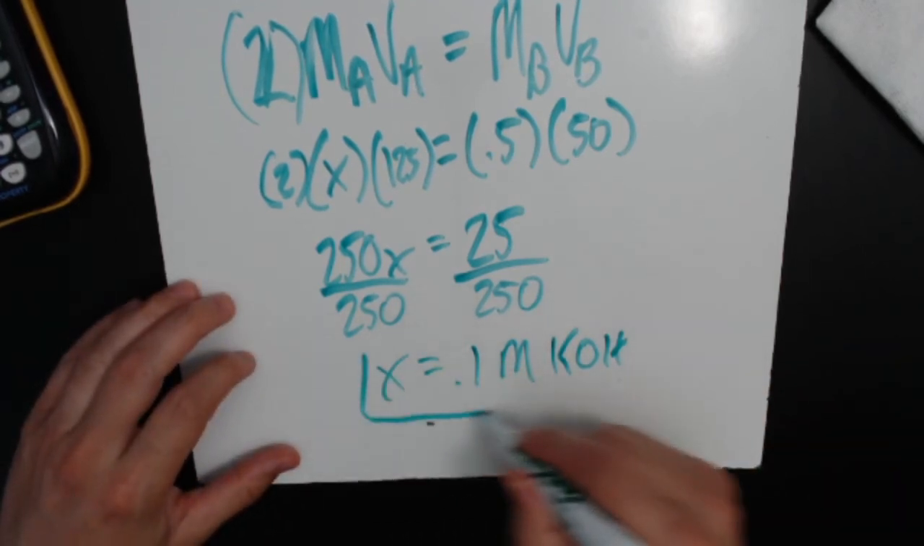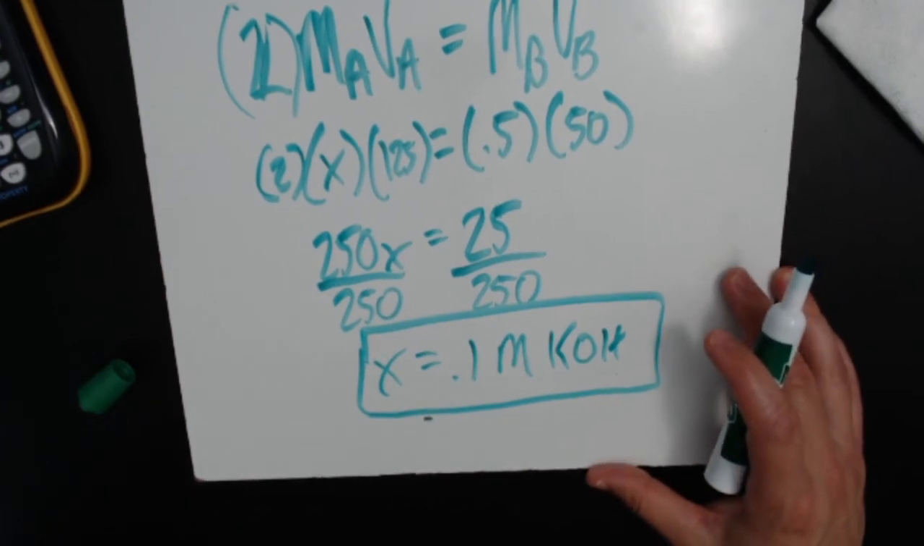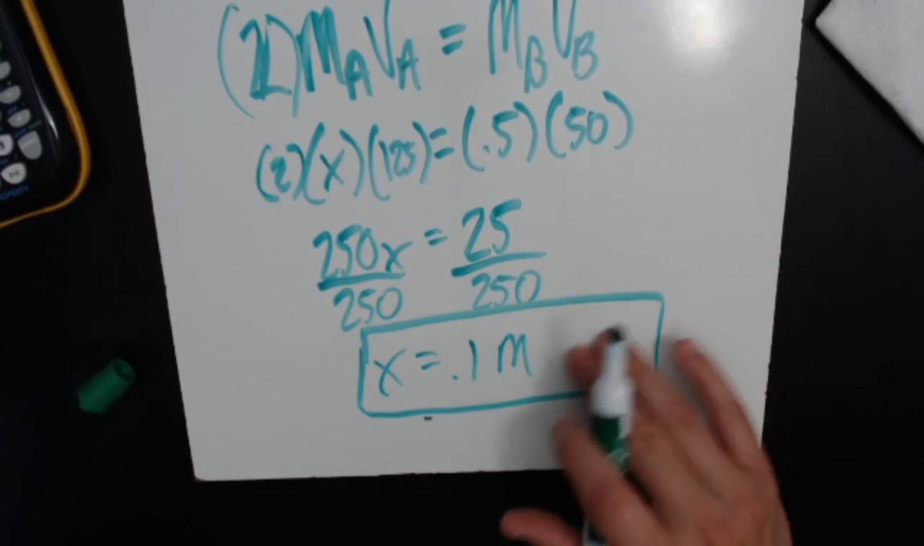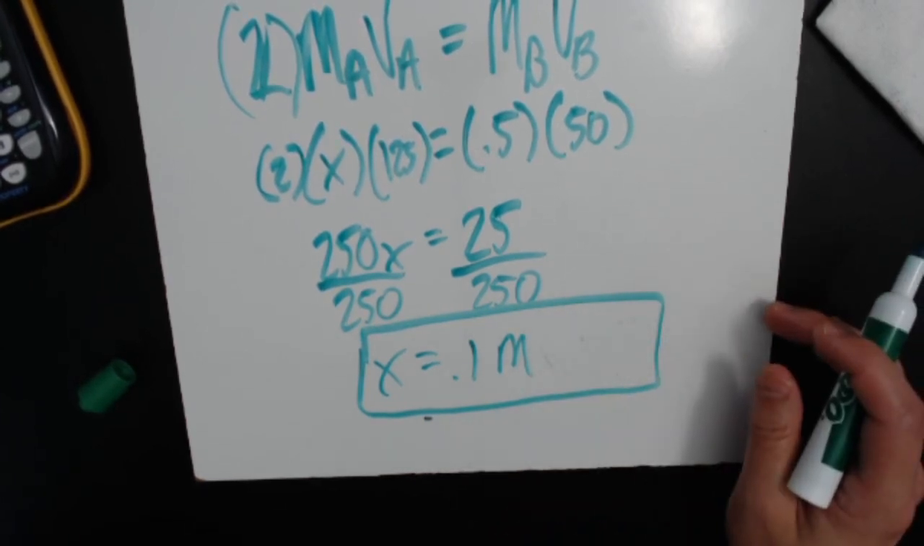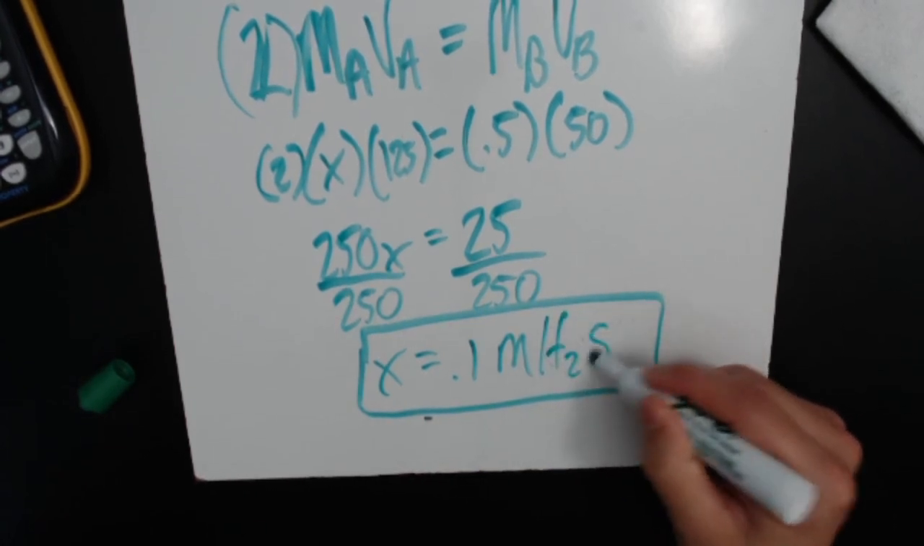Now, did we do this right? We have 0.1 molar potassium hydroxide. Did we do this right? What do y'all think? I'm sorry, not potassium hydroxide. Solving for the molarity of acid, aren't we? Come on, Stoltenberg, get it together. Sulfuric acid.